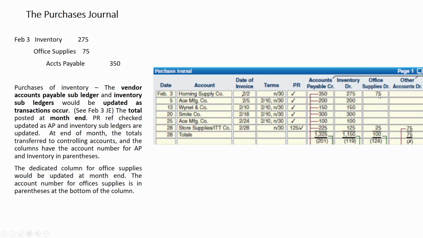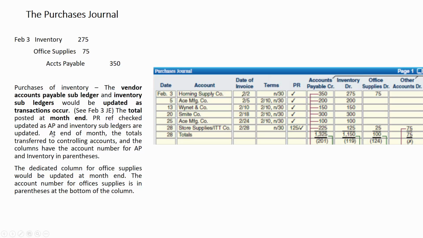We see this is the transaction of February 3rd. So purchase of inventory. The vendor accounts payable subledger and the inventory subledgers would be updated as the transaction occurs. See the February 3rd journal entry. The total would be posted at month end. The PR reference is checked as the AP and inventory subledgers are updated. So you would check this off as you update those.